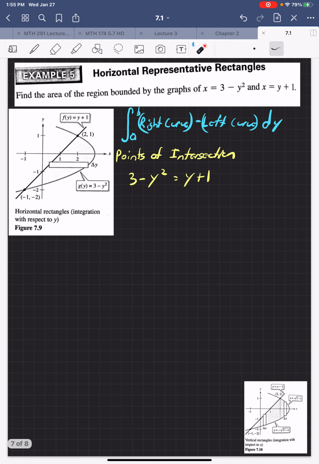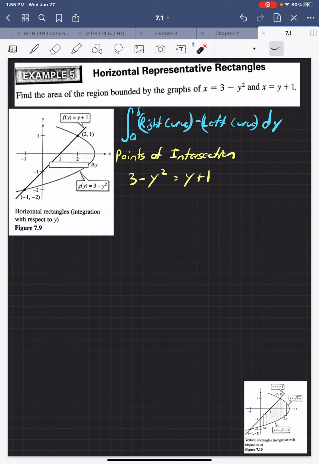The last major concept that we have to go over is when you're trying to find, again, the area between curves, but take a look at the way your functions are written. So notice that in example 5, your equation is defined in terms of y. Right? See how it's solved for x?